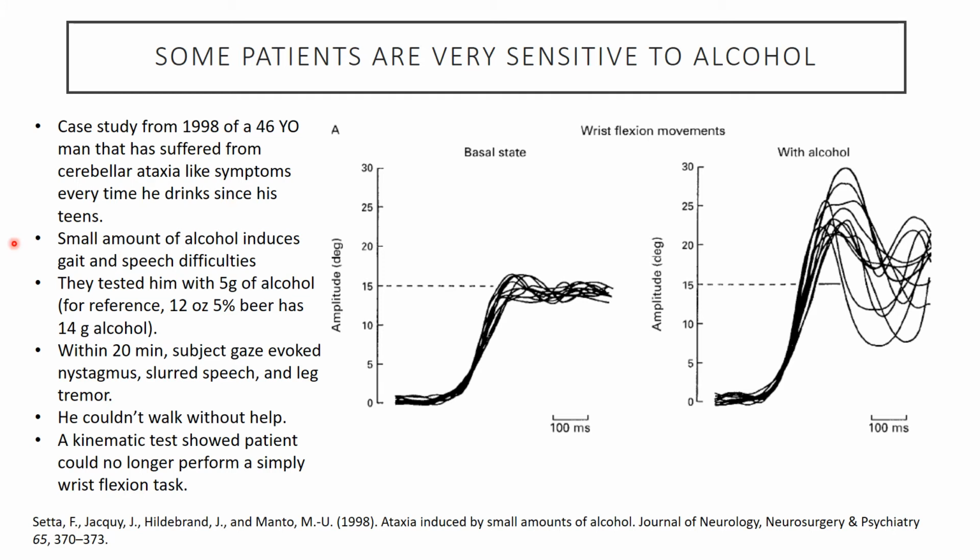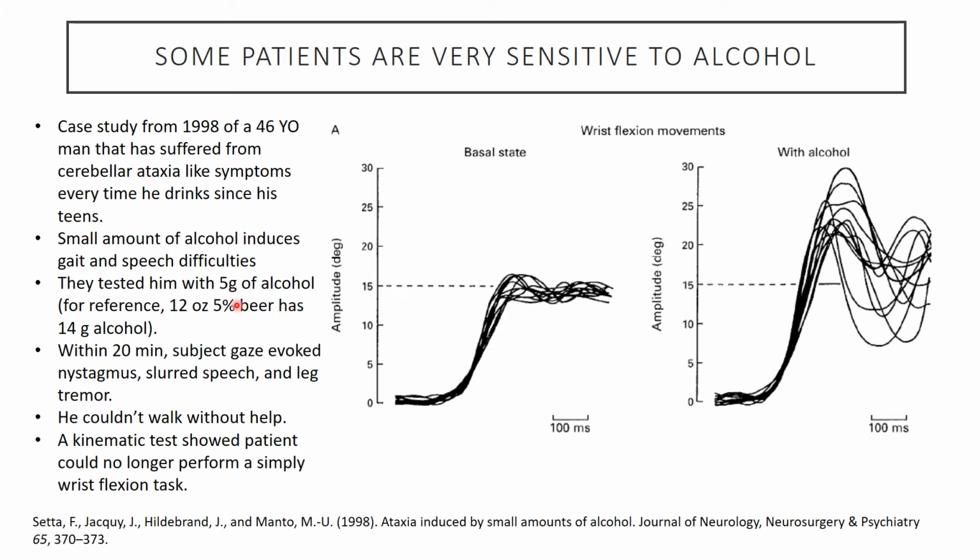And so for individuals that are like this, a small amount of alcohol will induce gait and speech difficulties. So this is beyond just simple slurring and stumbling. It looks a lot like ataxia, and it doesn't take a whole lot to do that. With this individual, they gave him 5 grams of alcohol. And just for reference, a 12-ounce 5% beer has 14 grams of alcohol.